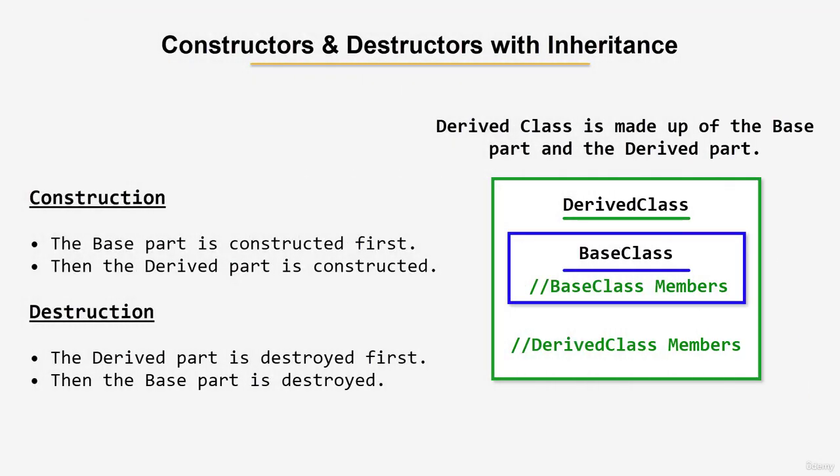Now, in previous lessons, we discussed the fact that a derived class is made up of the base part and the derived part, and how the construction and destruction is handled.